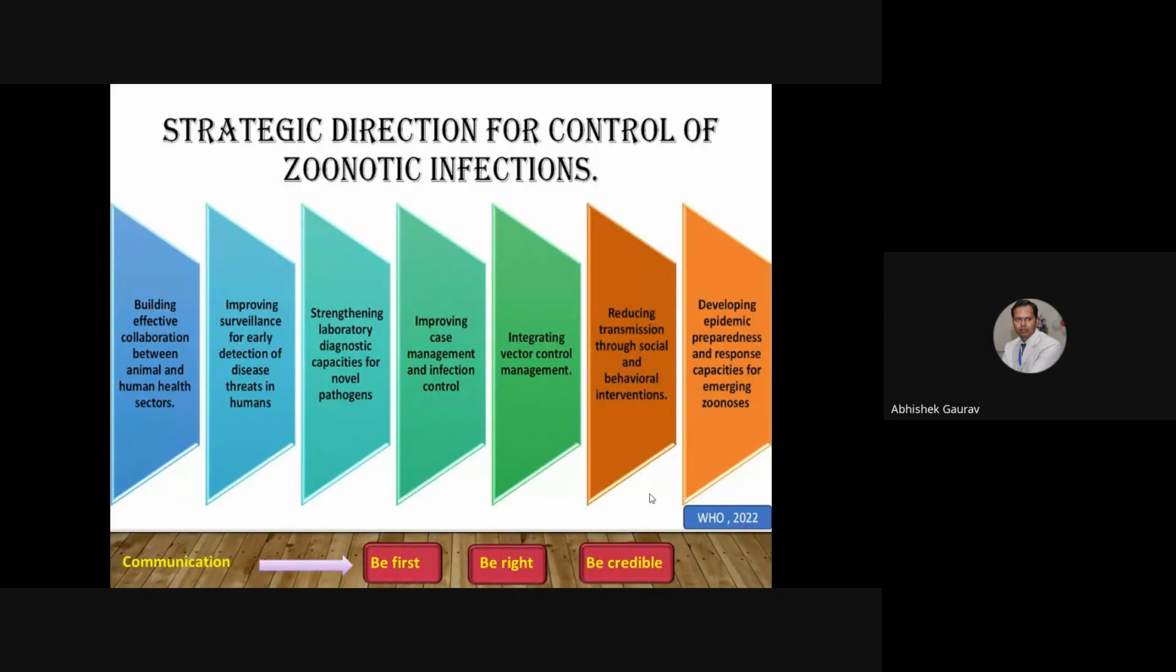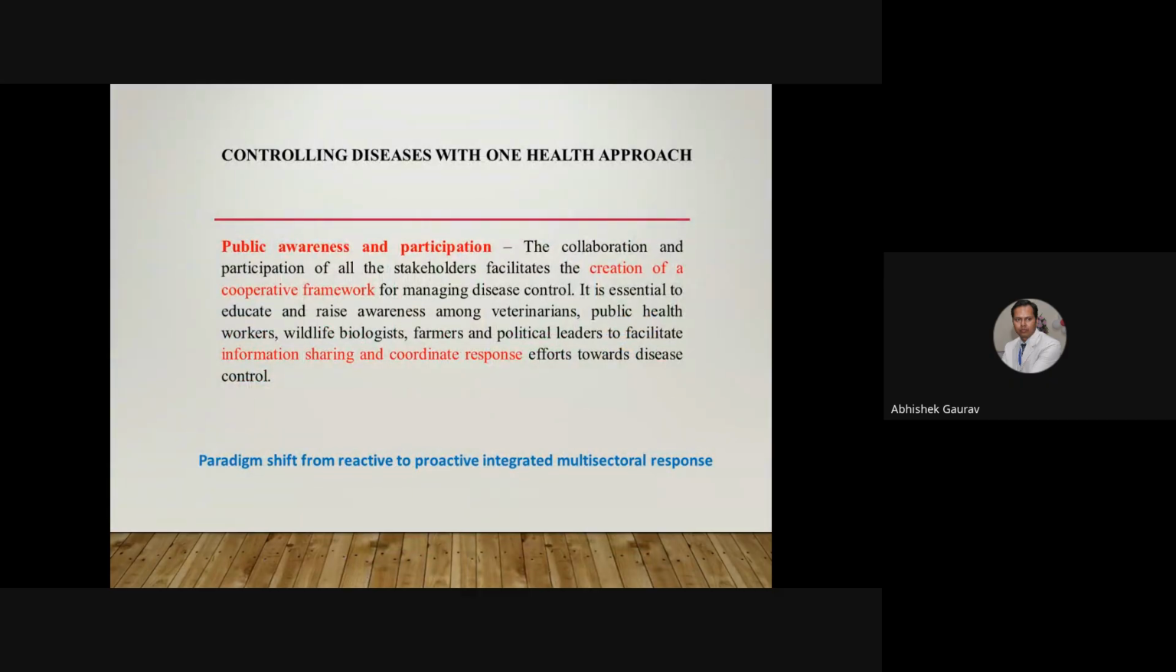So this all can be done by effective communication, and communication has to be first, right, and credible. Whatever you are communicating, that must be the first report, quickly. Second, it must be right, and third, it must be credible, trustworthy. Then public awareness and participation, the creation of the cooperative framework should be done, and information sharing and coordinated response.